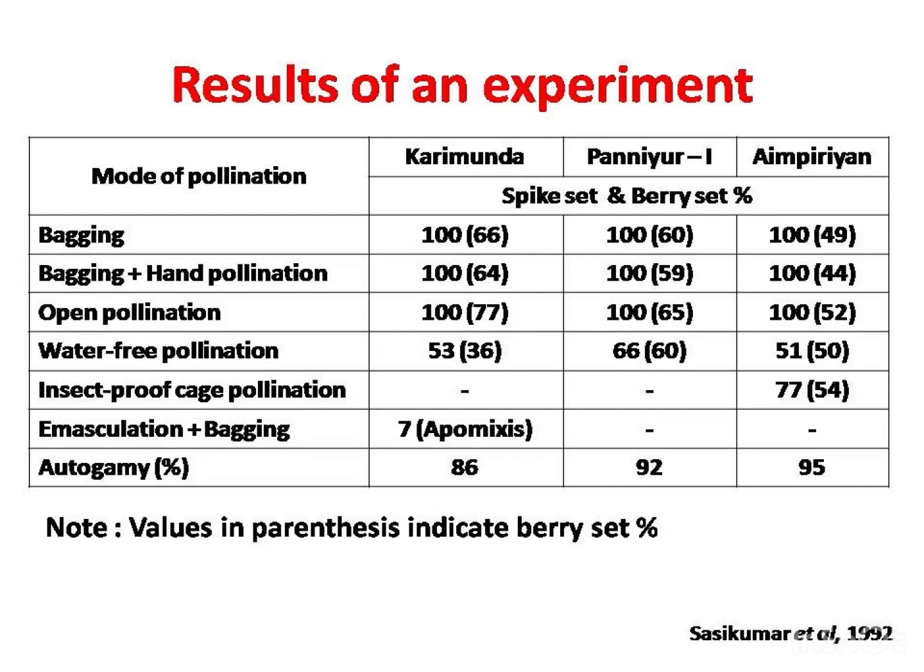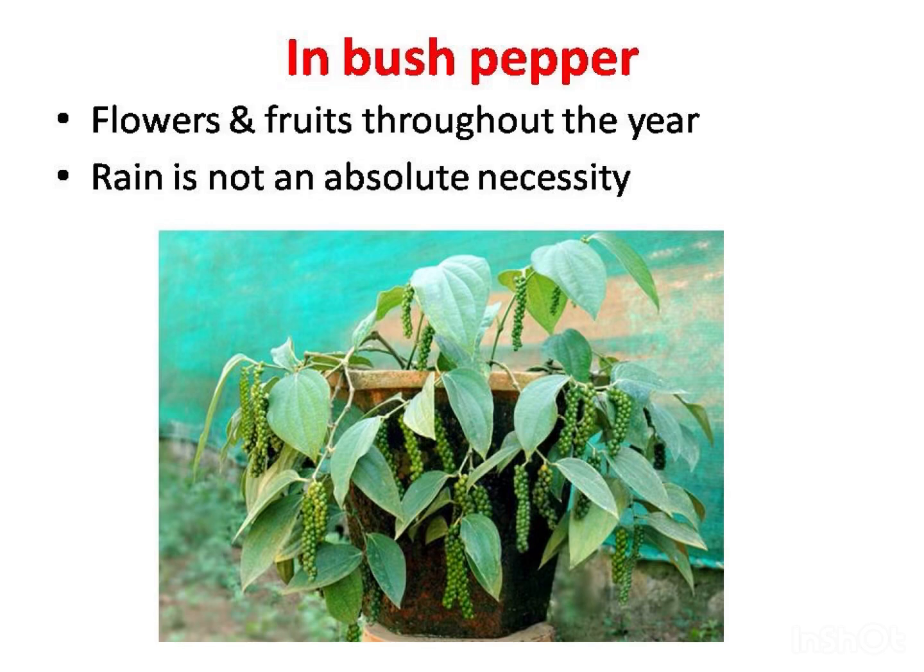As far as understanding the role of insects in pepper pollination, they of course studied only in case of Empyrean. So here also they got nearly 77% spike set and 54% berry set, indicating insects are also not an absolute necessity.